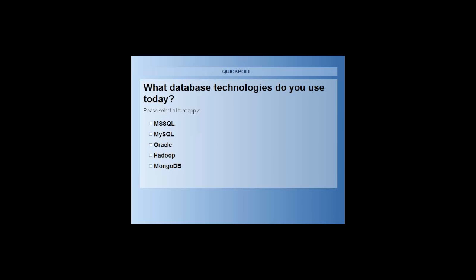The final question: what database technologies do you use today? Microsoft SQL, MySQL, Oracle, Hadoop, or Mongo? Mongo being NoSQL.